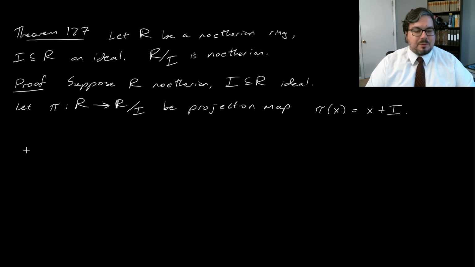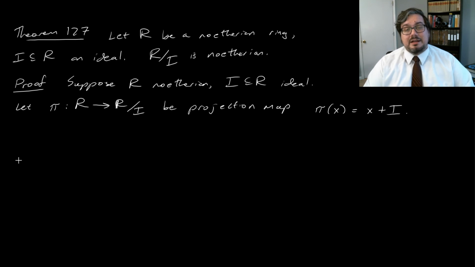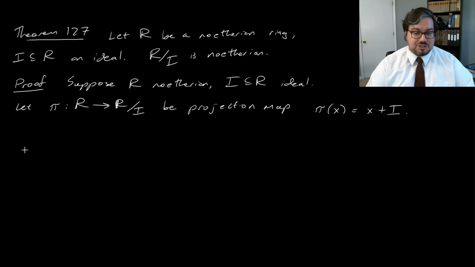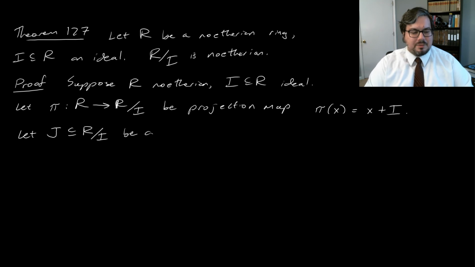All right, so we want to show that R mod I is Noetherian. We could do this, as I said, either by looking at the ascending chain condition or by looking at an ideal and showing that it has to be finitely generated. We're going to do the latter. So let J, which is a subset of R mod I, be an ideal of the ring R mod I.